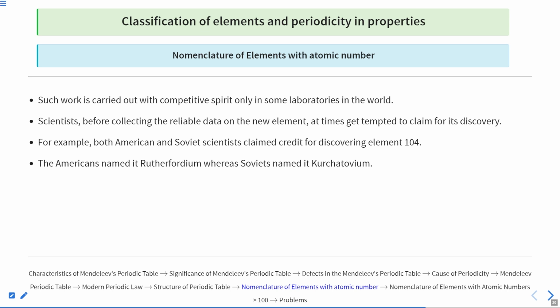Scientists, before collecting reliable data on the new element, at times get tempted to claim their discovery. For example, both American and Soviet Union scientists claimed credit for discovering element 104. The Americans named it Rutherfordium, whereas the Soviets named it Kurchatovium. So they both gave different names. This kind of created controversy: how should we name it? Who should get the credit for the naming of the element?